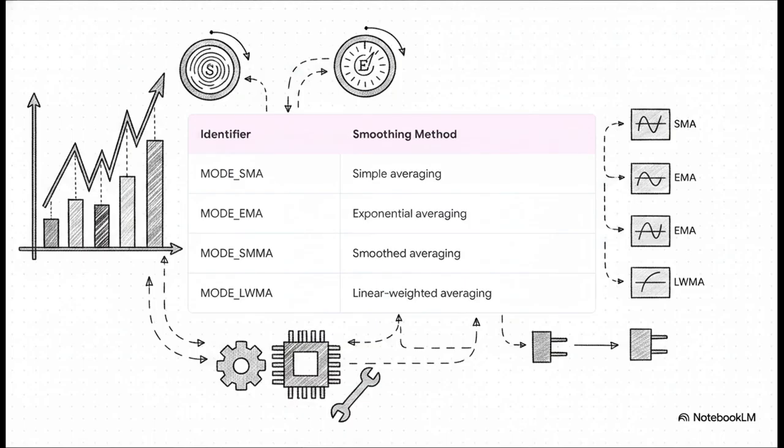And those precision dials, they rely heavily on predefined MQL5 constants. Just look at the smoothing methods you can plug into that iMA function. By simply swapping in a constant like MODE_SMA for a simple moving average, or MODE_EMA for an exponential one, you completely alter the underlying mathematical logic of the indicator. And the best part? You don't have to write a single line of complex math yourself. The platform does all the heavy lifting. You just configure the blueprint.